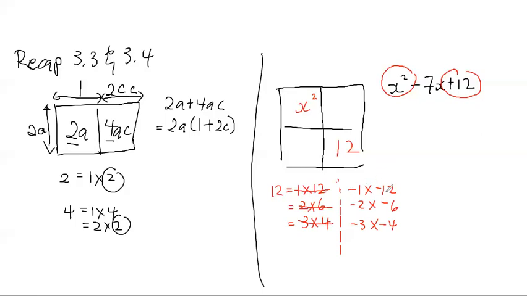Negative 1, negative 12. When I add them together, I don't get negative 7, so I cancel. This one I also cancel. So that means I'm left with this, and that's where we try. Let me get back to this. So I will use negative 3, negative 4.